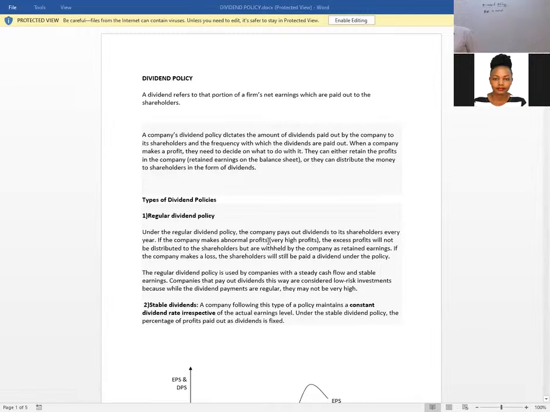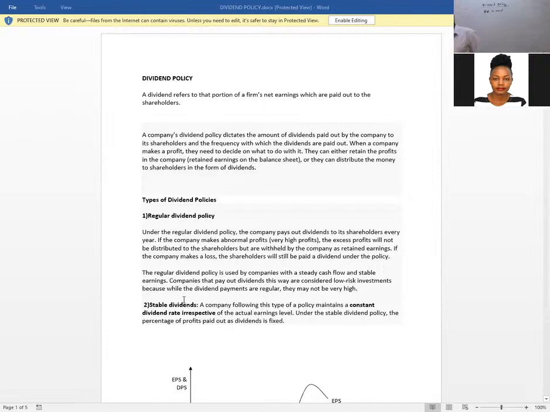Under the regular dividend policy, the company pays out dividends to its shareholders every year. This must be a blue chip company, one that even during COVID is still able to meet its obligations. If the company makes abnormal profits, the excess profit will not be distributed to the shareholders, but is withheld by the company as retained earnings. If the company makes a loss, the shareholders will still be paid a dividend under the policy.